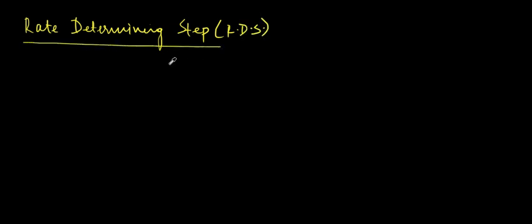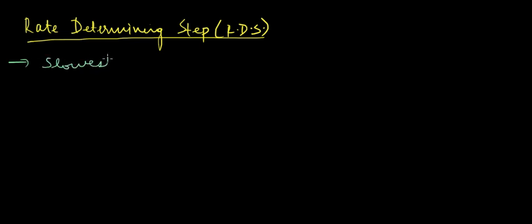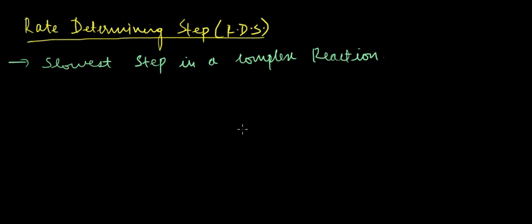So this is nothing but the slowest step in a complex reaction. Slowest step in a complex reaction is called rate determining step. And rate of reaction is controlled by RDS.